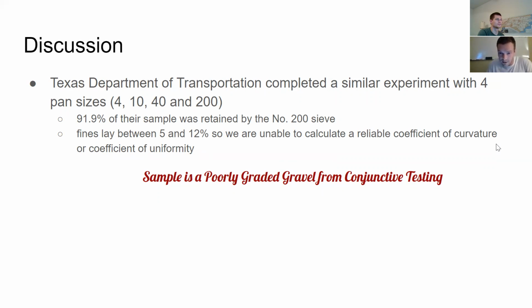This indicates that they were then placed into a similar disadvantage as their fines lay between 5 and 12%. The issue with this is that their broadness and scale has sacrificed specificity, as they are unable to calculate a reliable coefficient of curvature or coefficient of uniformity. Based upon their measurements, the sample can then be categorized as a poorly graded gravel. The immediate difference between these samples is evident, as the NCSU's tested sample was a sand and the Texas Department of Transportation's was a gravel.